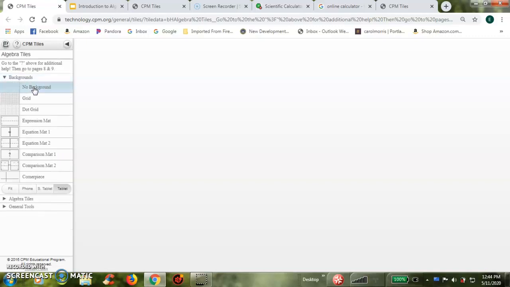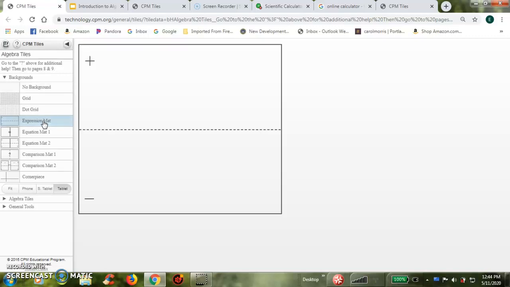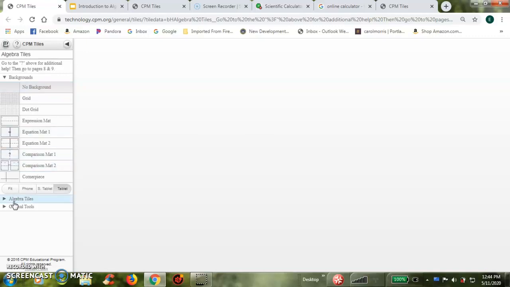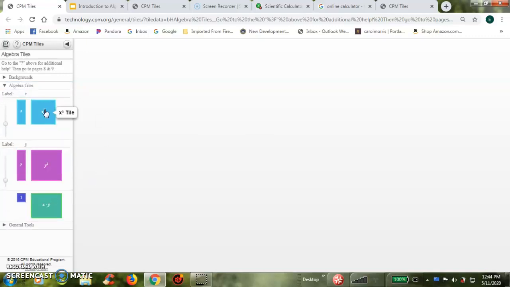All right, so if you look at this, there are various backgrounds. For this particular piece, I'm going to use no background. For another one, I'm going to use what's called an expression mat. It's got a plus and a minus, okay, but I'm going to go back to no background here. And then I'm going to hit the algebra tiles. Okay, so let me start with this.